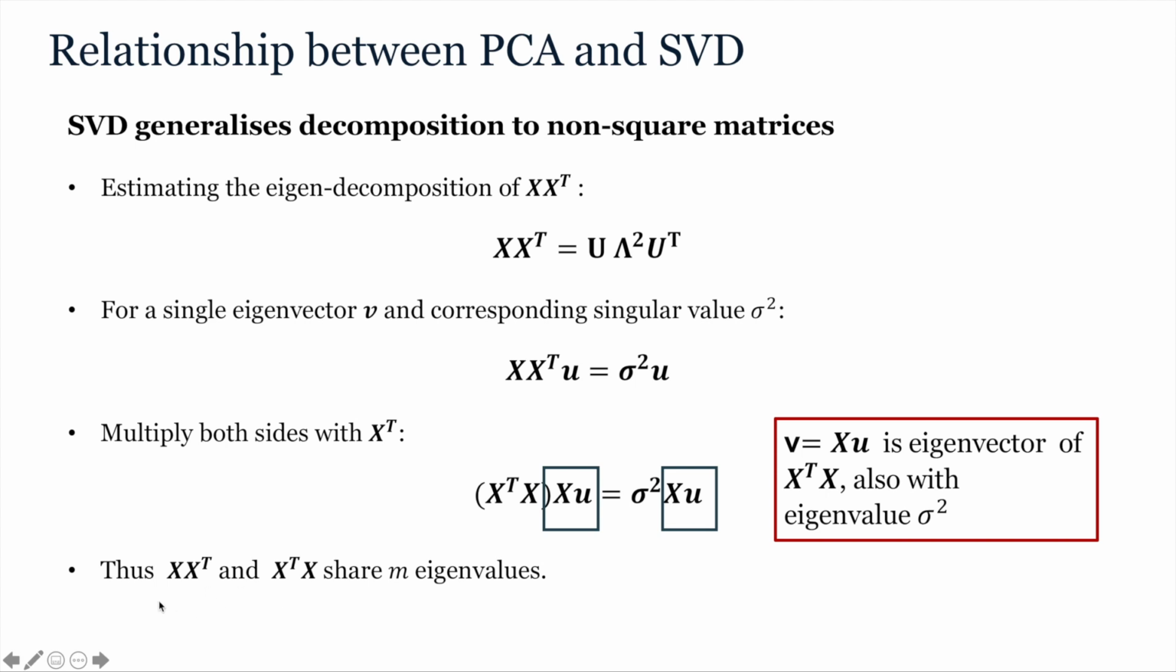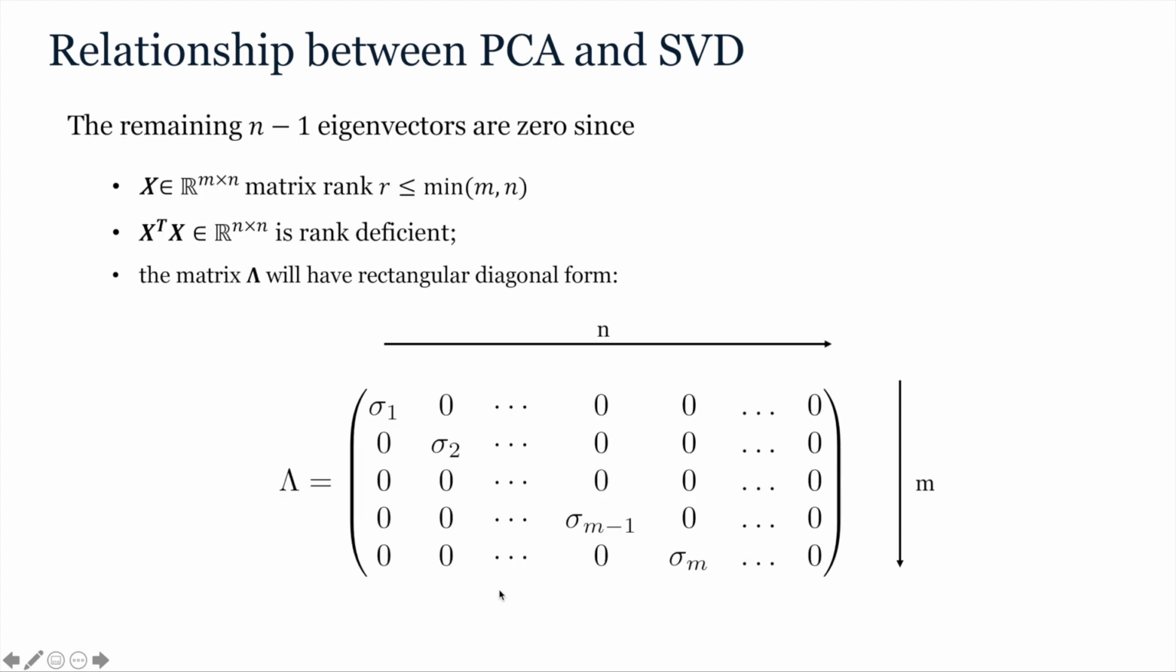Thus, both of these covariance matrices share m eigenvalues, and as X is a non-square matrix and thus has rank equal to the smallest dimension, in this case m, the m by n covariance matrix will also be rank deficient. This means that there are at most m non-zero singular values, indicated by the fact that the lambda matrix of eigenvalues has rectangular diagonal form, as shown here.